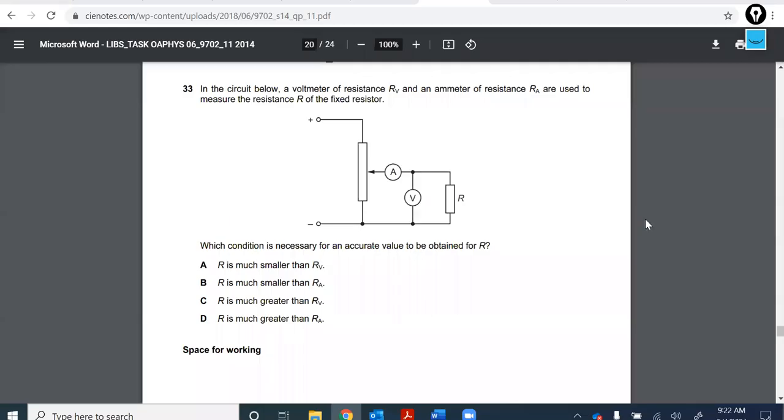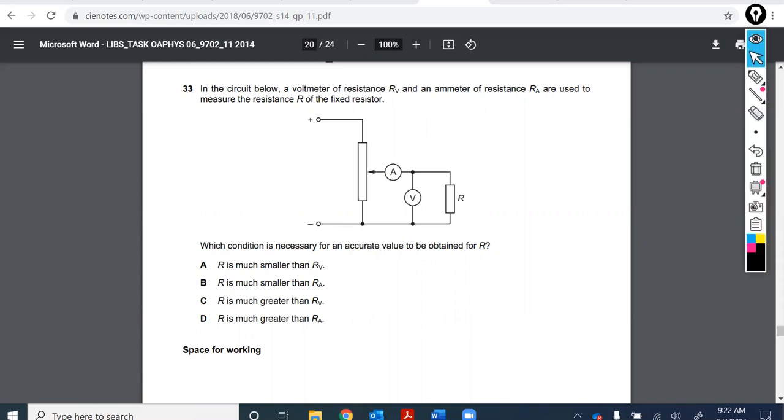Right, this question 33 reads, in the circuit below, a voltmeter of resistance R sub V and an ammeter of resistance R sub A are used to measure the resistance R of the fixed resistor. Which condition is necessary for an accurate value to be obtained for R?